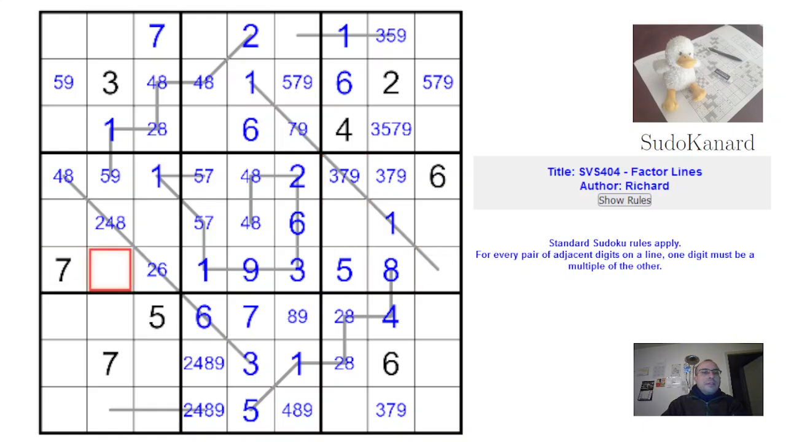So this row still needs 2, 6, and 4. So this is from 2 and 4. 2, 4, 6. So we have located all even digits. Those are 3, 5, and 9. So this is from 3 and 9. Still 3 options in here.